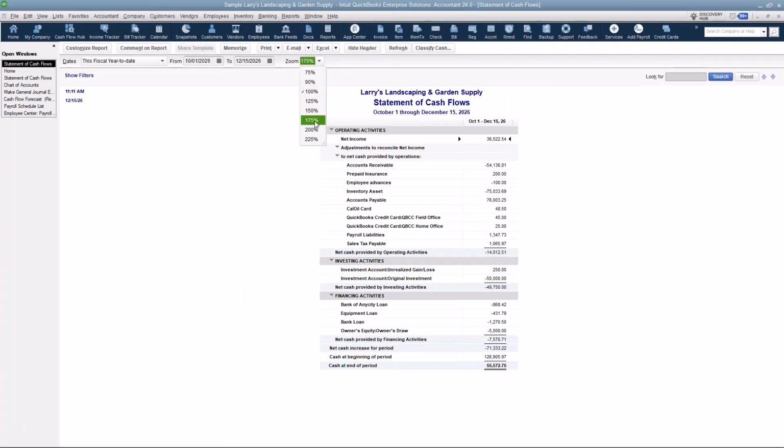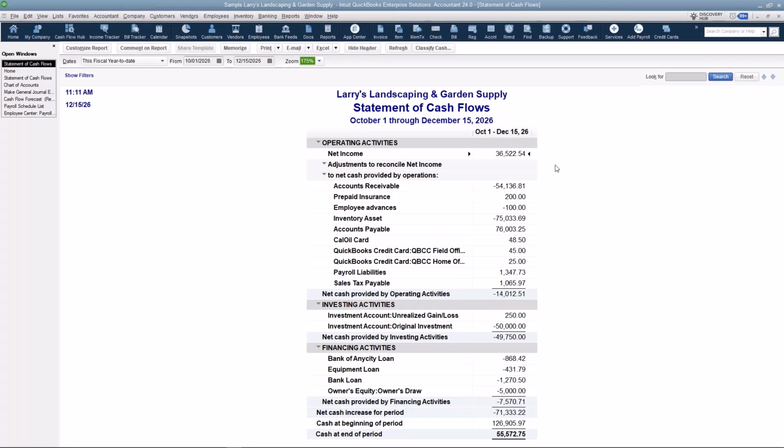And then I'm going to zoom in a little bit so we can all see a little bit better. So what we'll see here are going to be three primary sections. We have our operating activities, we have our investing activities, we have our financing activities. Okay, and we'll go through each of those individually, I promise.